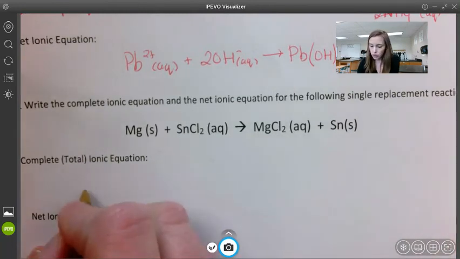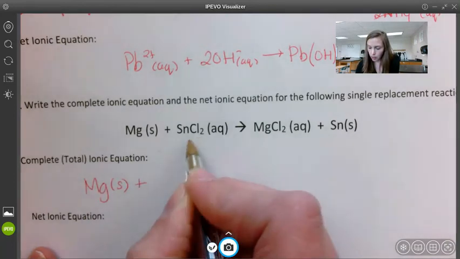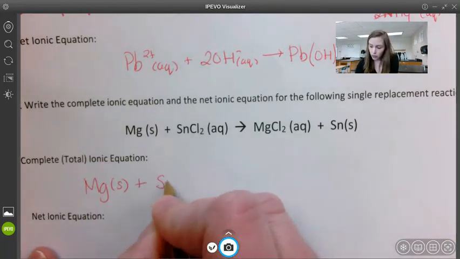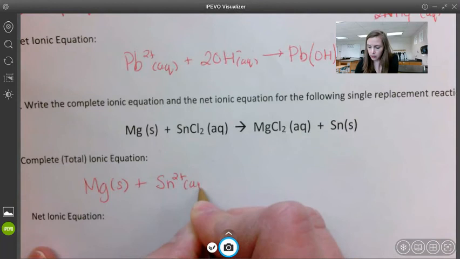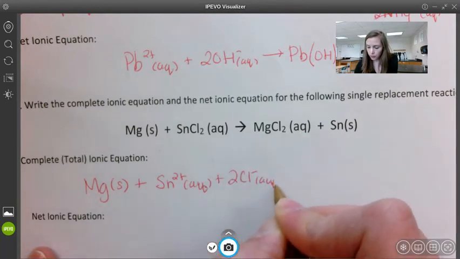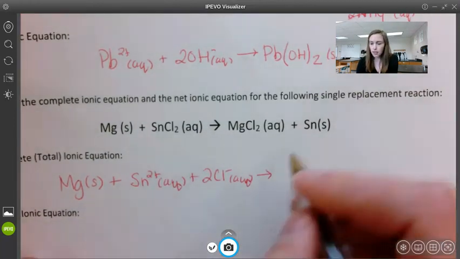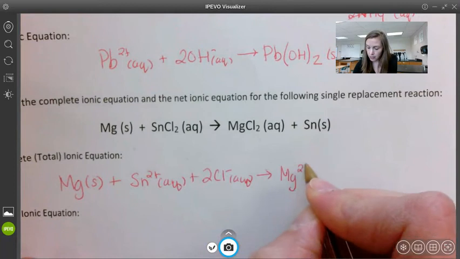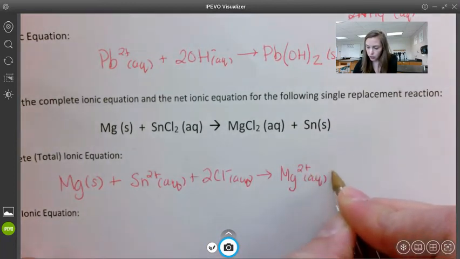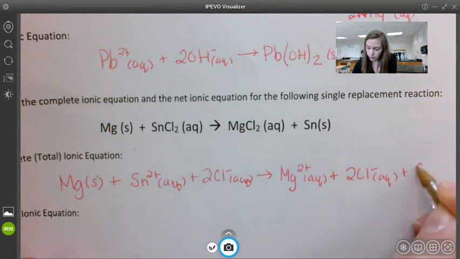And then it's the aqueous compounds in this case that we're going to have to break apart, showing what they look like in solution. So for here, I'm going to have Mg solid. I'm going to break apart my tin(II) chloride. So I have Sn2+ aqueous plus my 2 chloride ions, aqueous. Okay, that would be my reactant side. On my product side, I'm going to have my magnesium ion, which is group 2, so it's 2+. My 2 chloride ions, and then the solid tin.